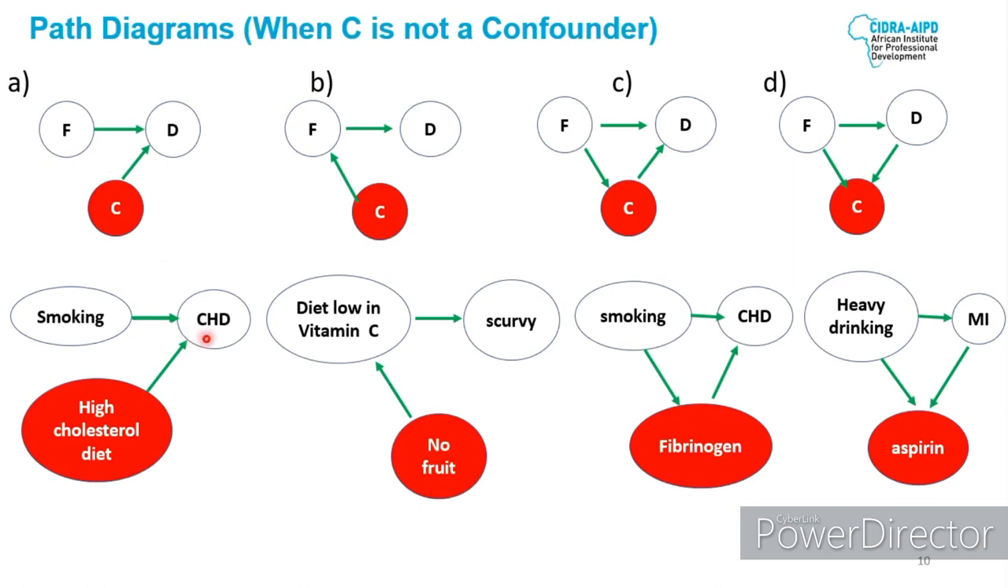The example given here is smoking and high cholesterol diet. So smoking causes CHD and high cholesterol diet also causes CHD. But high cholesterol diet cannot be a confounding factor because it has no effect on smoking. Therefore, this is definitely not a confounder.